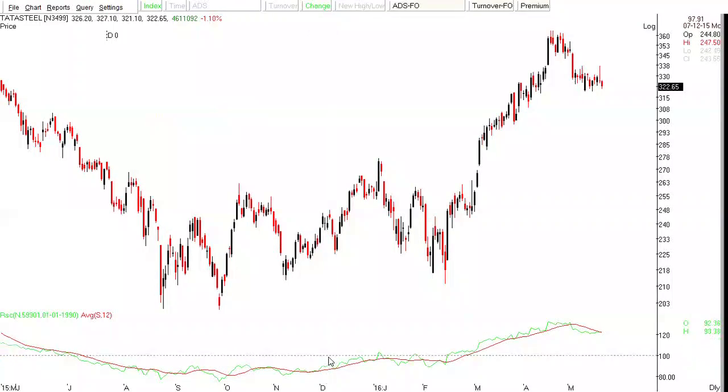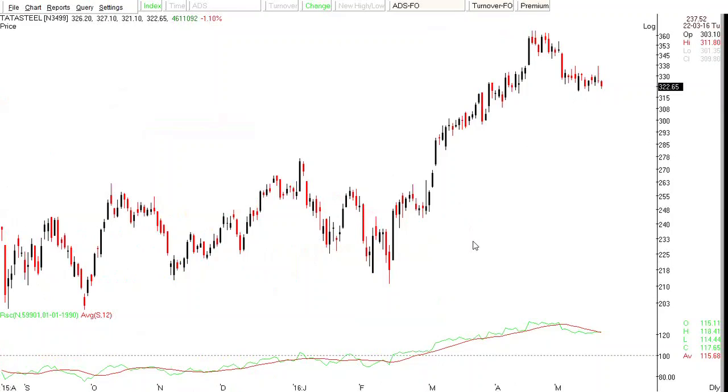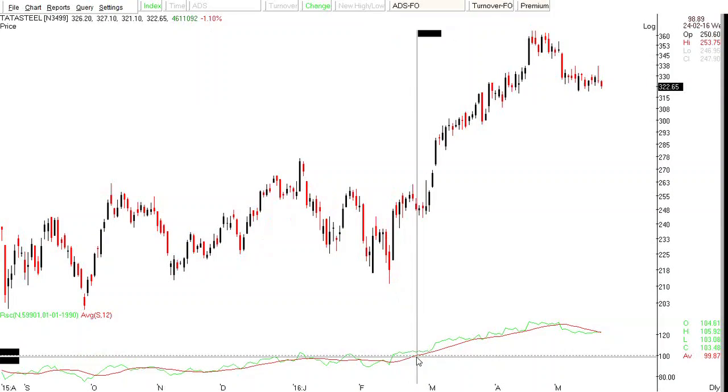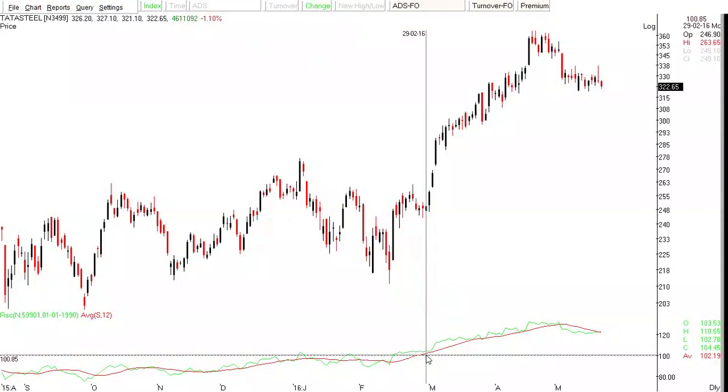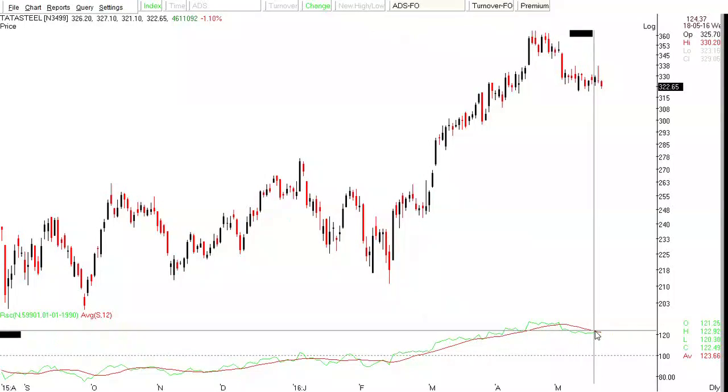Now forget this dotted line and all. This is where I come to step number 3, and this is the most important part of it. What we want to understand is this red line and its slope. When the red line is sloping up, it says that the slope is positive, so it is an outperforming stock vis-a-vis the index. If it's sloping down, the moment it starts to slope down, it is kind of moved into an underperforming zone.